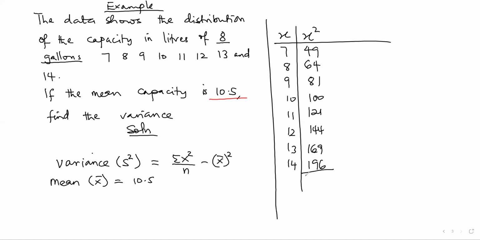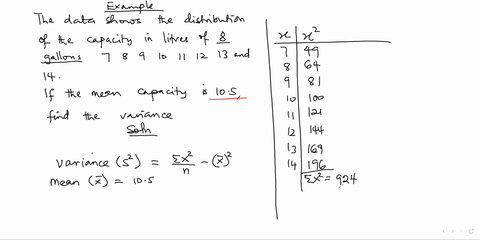So we have to sum all this. And when you sum all this, what are we going to get? So let's try it. 49 plus 64 plus 81 plus 100 plus 121 plus 144 plus 169 plus 196. We are getting something like 924.